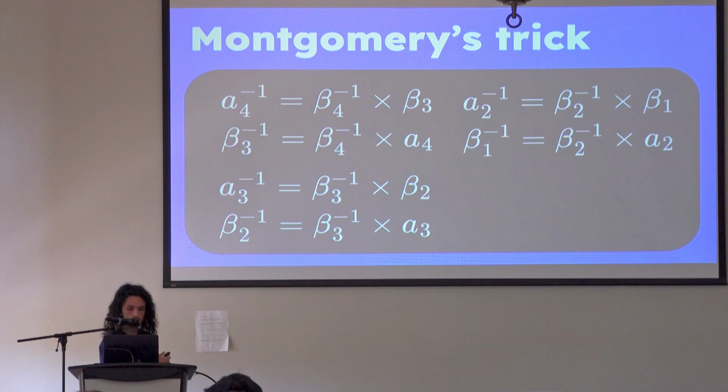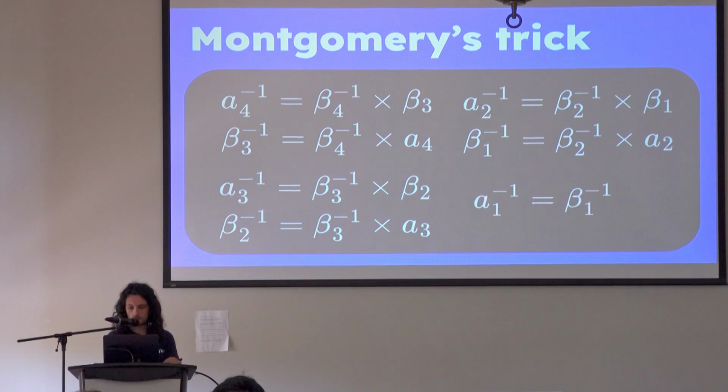Once again, beta sub 2 inverted is used to calculate a sub 2 inverted. And the idea is the same up until we reach our final element, which is a sub 1 inverted, which, as you remember, is equal to the first accumulated product. So you just invert that, and you have your result.